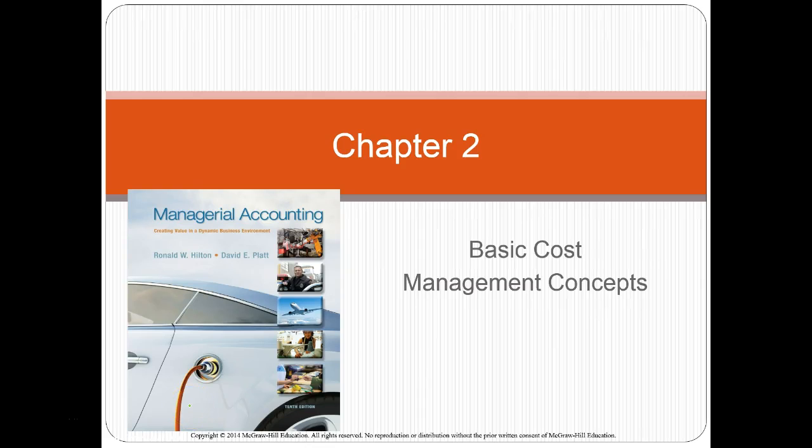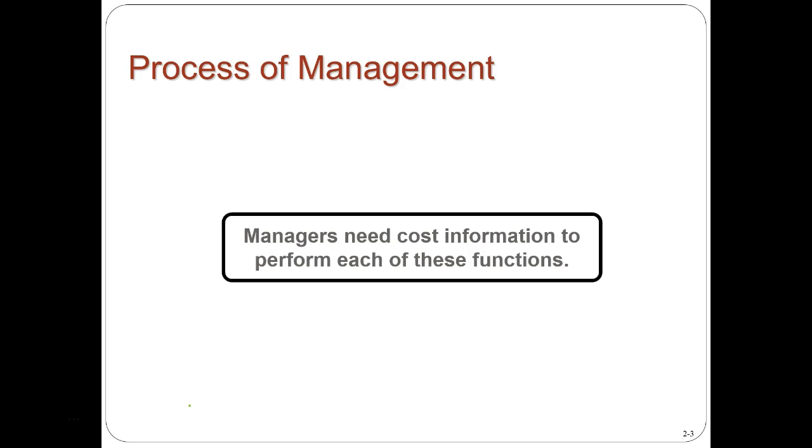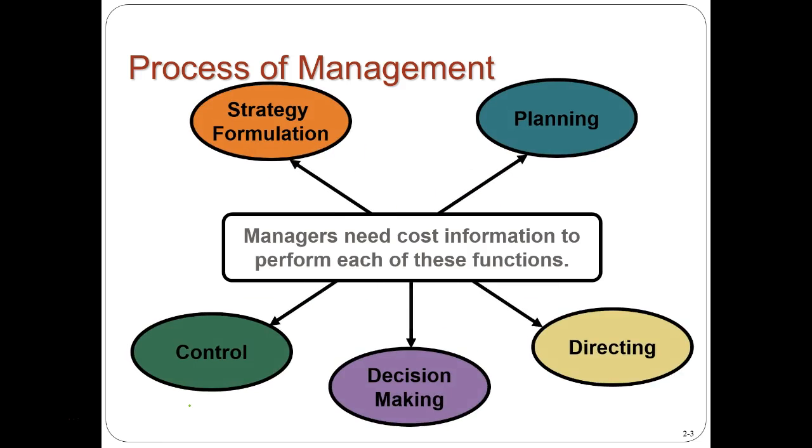In this video, we will be talking about Chapter 2, Basic Cost Management Concepts. Learning objective number 1: explain what is meant by the word cost. So, the process of management. Managers need cost information to perform each of these functions. Remember the main management functions that we talked about in Chapter 1.